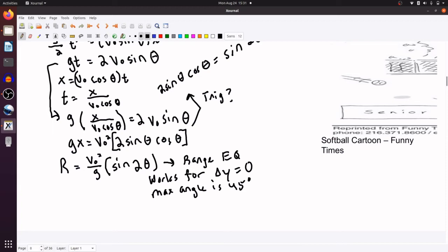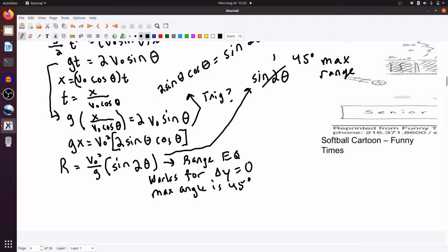Well, the sine of 2 times 45. 2 times 45, that's 90. Sine of 90 is 1. What does that mean? Well, we're going to make that application right now, because this is kind of important. If my max angle is 45, that means sine of 2 theta is going to be, in this case, 1. And so at 45 degrees, you're at your max range.